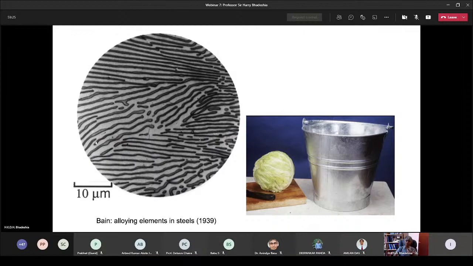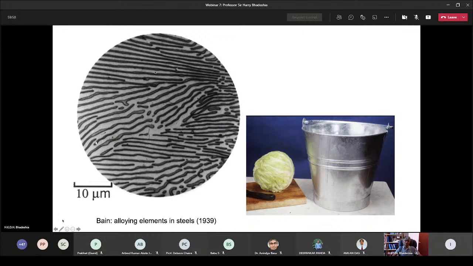And normally we are taught that pearlite consists of alternating lamellae of cementite and ferrite, and that when you refine the interlamellar spacing, you get an increase in strength. However, you do not get an increase in toughness. And the reason is that this is not actually the real structure.